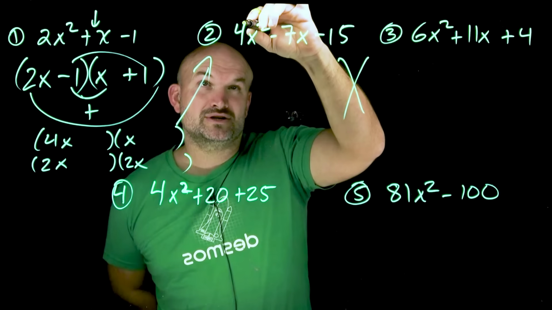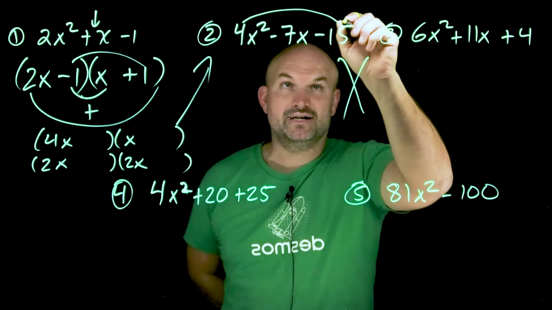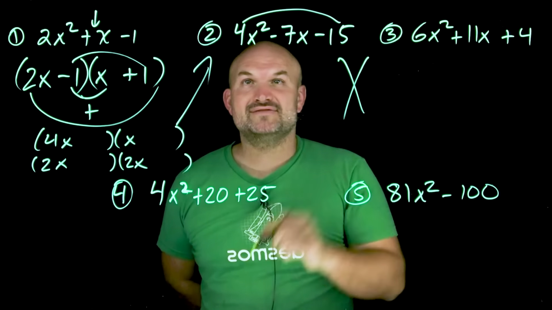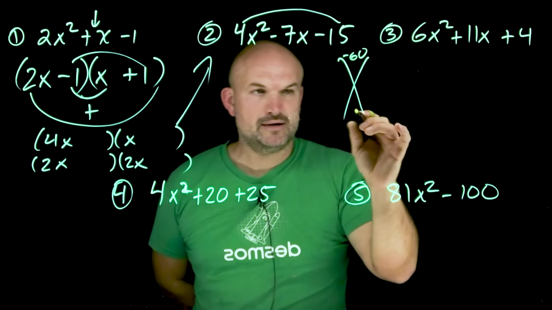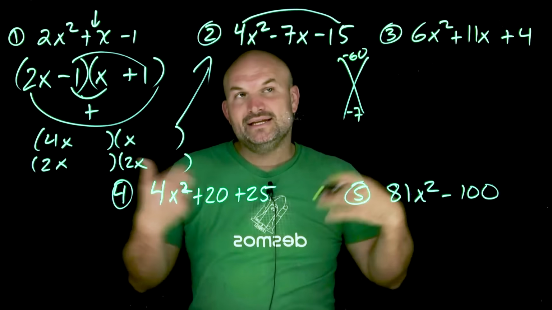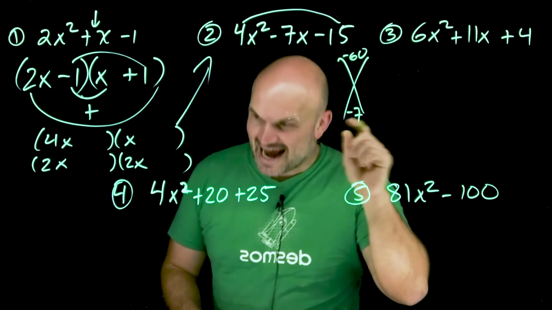So what you're going to do is take your A and your C, that is the coefficient of your x squared and your constant, and multiply them. 4 times -10 is going to give me a -60. Then you're going to take your middle term, which would be our B, and write it right here. Now what we need to do is identify what two numbers multiply to give me a -60 and add to give me a 7.